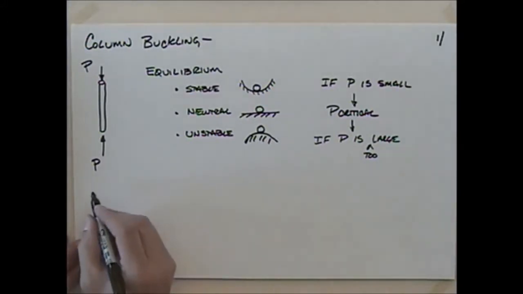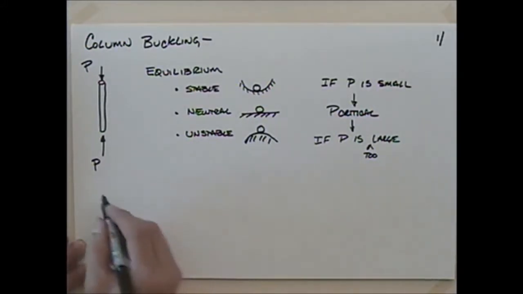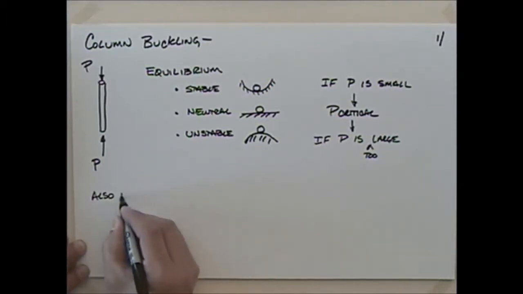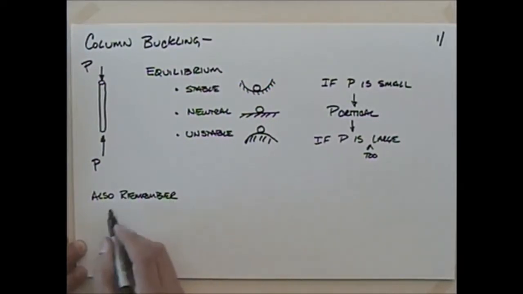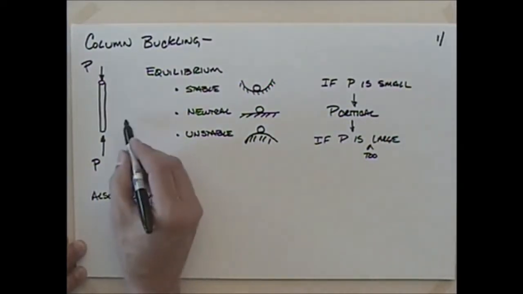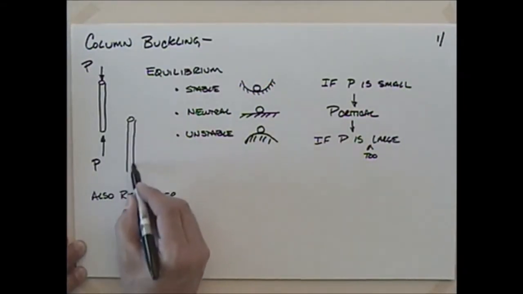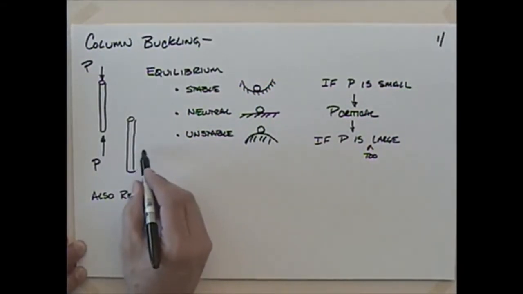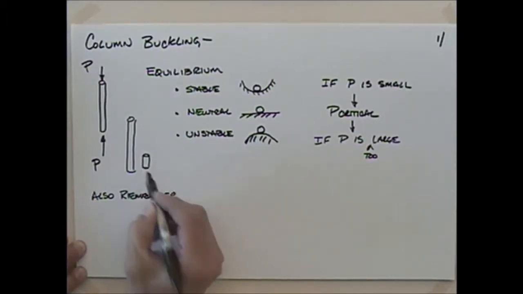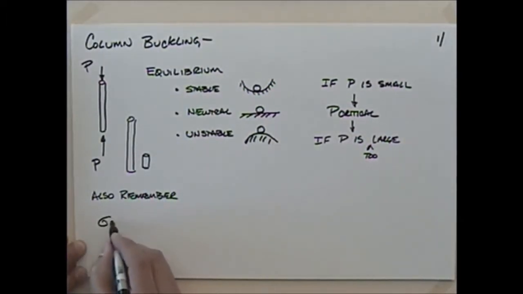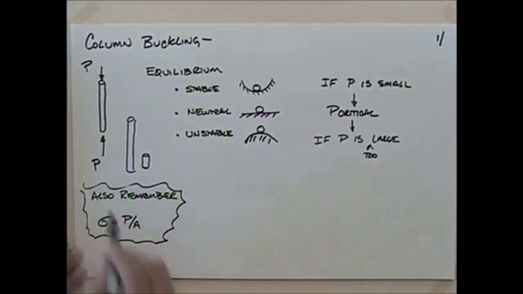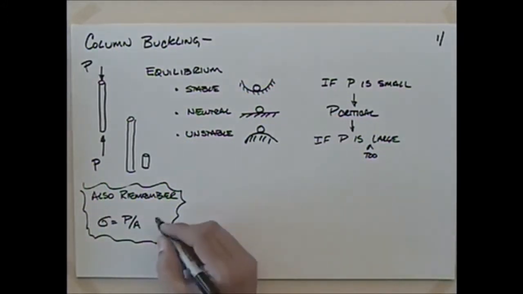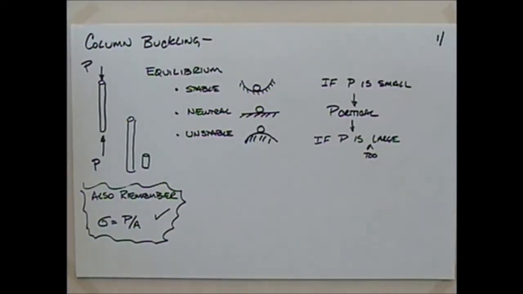Now we should probably note that we also need to check just plain old compression. Usually if the member is very thin or very long, you're probably going to have buckling problems. If it is very short or squat, then you're probably going to go back to just simple compression, where you look at sigma is equal to the force divided by the area. So we don't want to forget that either. As we start looking at this P critical, which can get kind of complex, we don't want to forget to check this one.